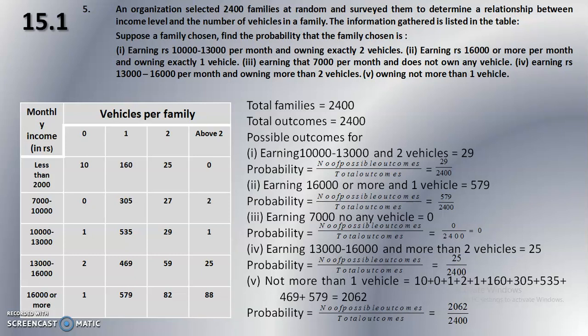Now third one, earning 7,000 and no vehicle. At the time, the answer is 0, means possible outcomes is 0. Ultimately, probability equals number of possible outcomes divided by total outcomes equals 0 divided by 2,400 equals 0. Now fourth, earning 13,000 to 16,000 and more than 2 vehicles. Over here the answer is 25. So probability equals 25 divided by 2,400.